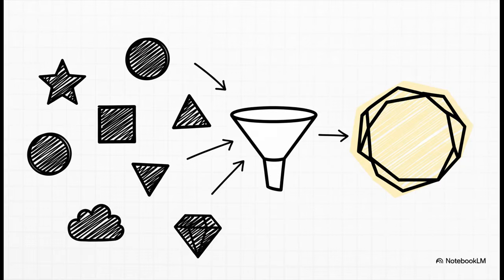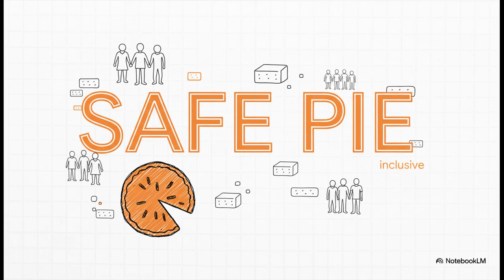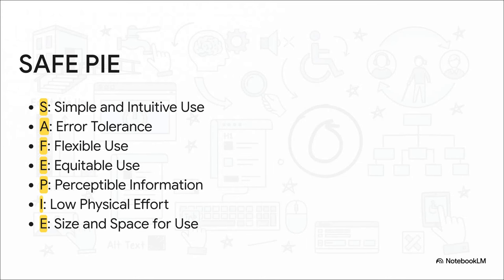Well, luckily, there's a framework, a set of principles to guide us, and they all fit into one simple, easy-to-remember acronym. And here it is: SAFE PI. Yep, just like it sounds. It might seem a little goofy, but trust me, it's a super useful way to remember how to build things that are more inclusive for all. So, what's in the SAFE PI?